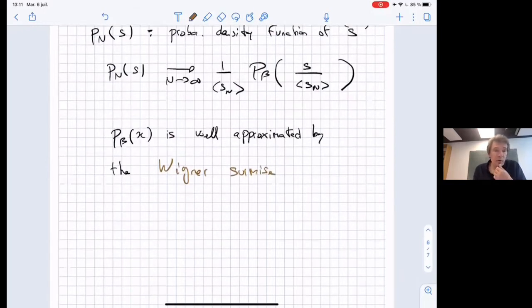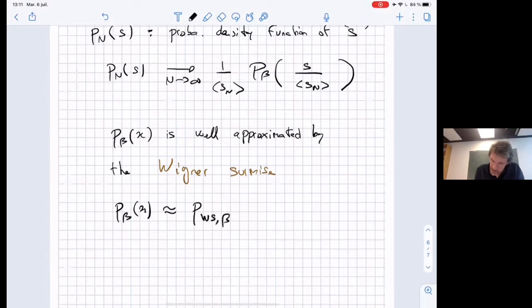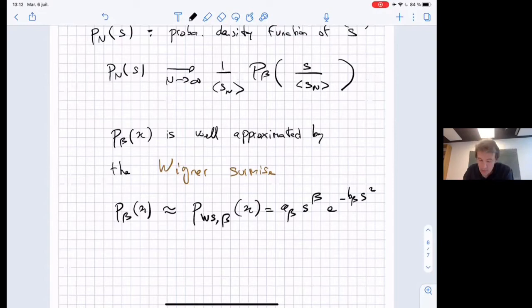Which is the result that you would get, in fact, for a 2x2 matrix. I mean, that's how Wigner guessed it. So P beta of x is approximately equal to the Wigner surmise, which depends on beta again, of x, and which is quite simple. In fact, this is just A beta s to the power of beta. So I have a repulsion with index beta for two very close-by eigenvalues, and then you have a Gaussian tail. Now again, this s to the beta and the Gaussian tail, it's not so easy to guess, I suppose, except if you really do the computation for n equals two.